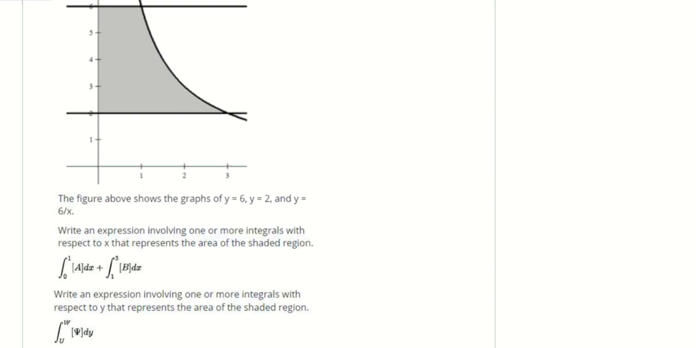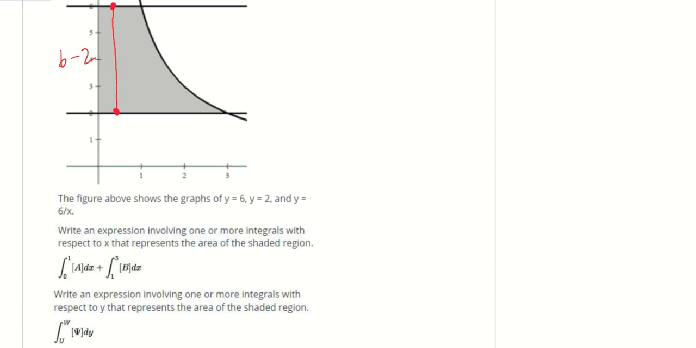All right, this next one, here we've got y equals 6, y equals 2, and y equals 6 over x, which I think is also on the homework. But it's never a bad thing to do these more than once. I'm going to say, the integral from 0 to 1 on x. Really what I need to figure out is, what is my integrand going to be? If I draw a little representative rectangle, I know that I'm integrating with respect to x, so it's going to be top minus bottom, and top is 6, minus bottom is 2. So a would be 6 minus 2, or a would be 4.